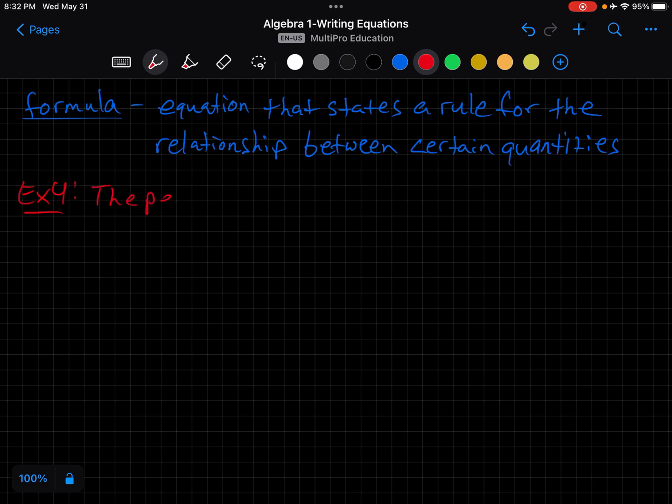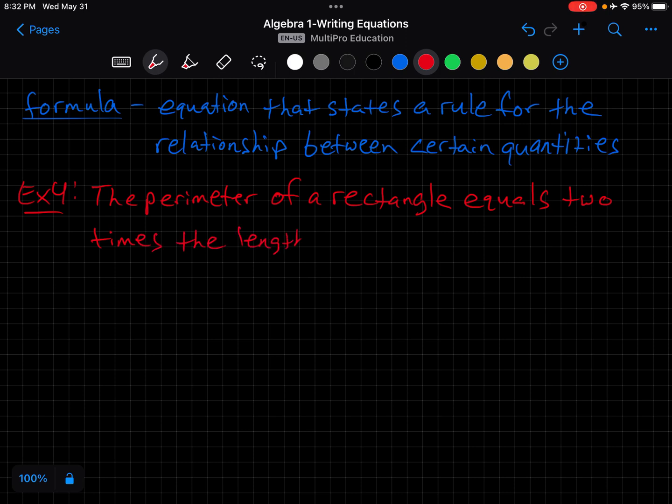Example 4. So the perimeter of a rectangle equals 2, let's try again, 2 times the length plus 2 times the width.